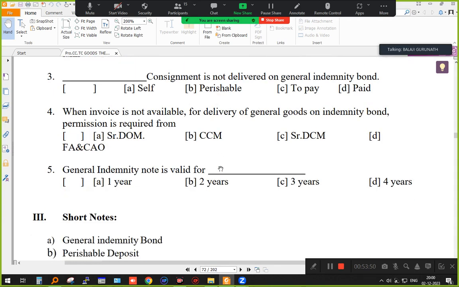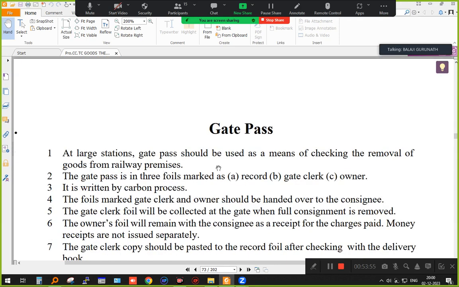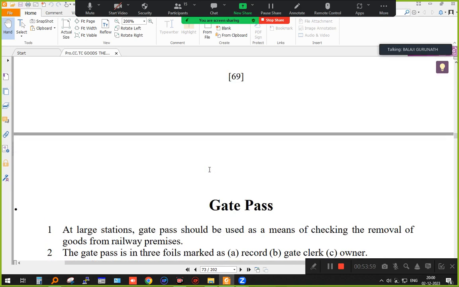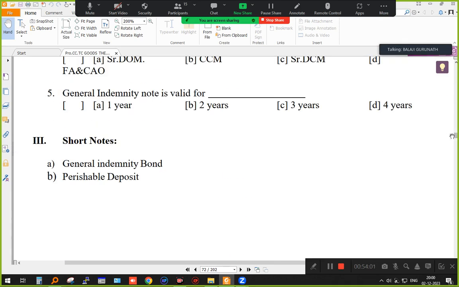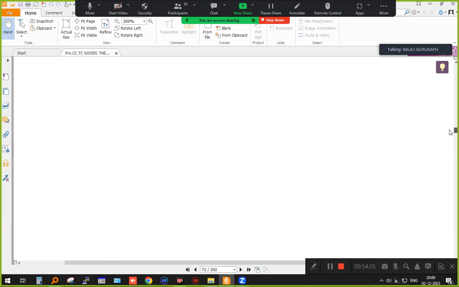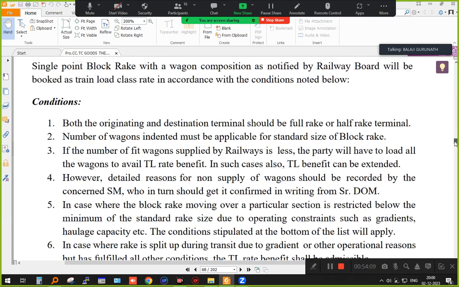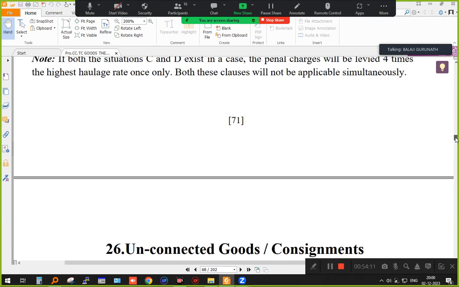You can go through it and answer these questions yourself. Okay, so now we have completed that part called the indemnity note. Anybody having doubts on delivery in the absence of RR? Delivery in the absence of RR has two parts: when the invoice is there, and when the invoice is not there. So when the invoice is there, what to do? When the invoice is not there, what to do?